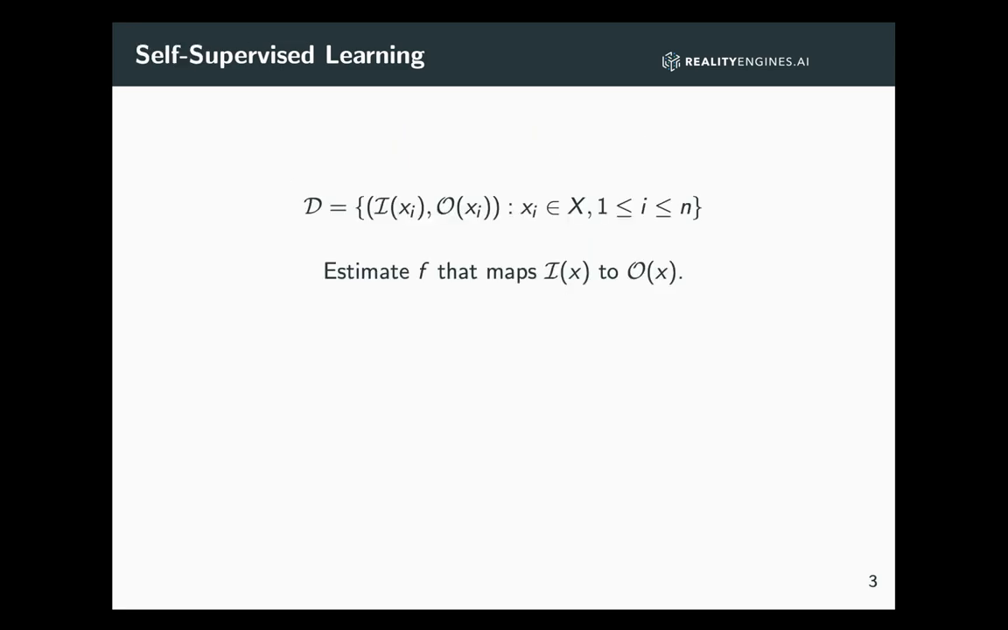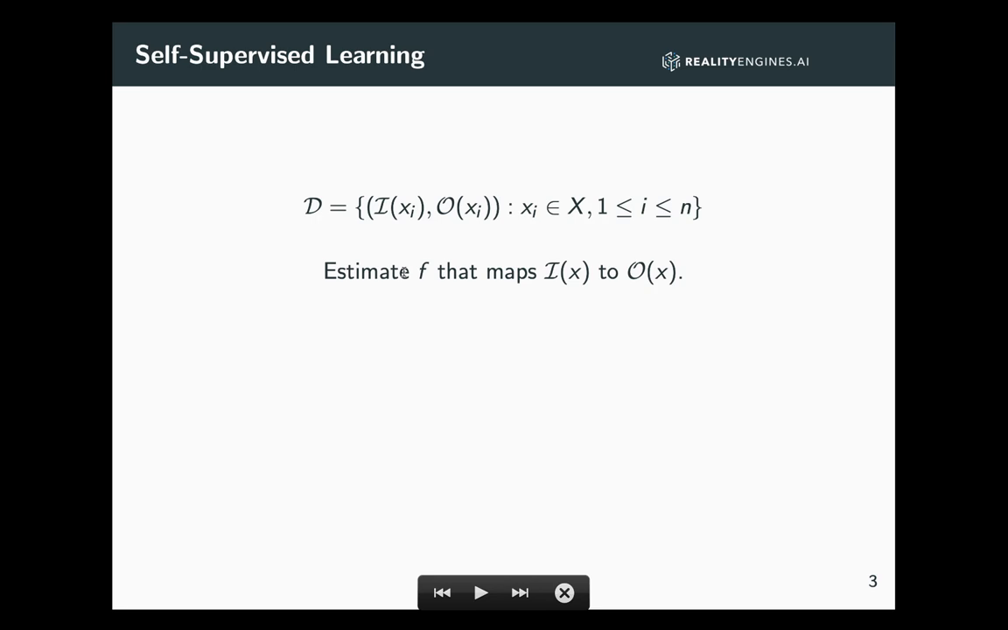All right, moving on to the centerpiece of this talk. Let's try to concretely define what self-supervised learning is first. So you basically have an underlying set of data, these X_i's, they live in a space X, and the input-output pairs basically have some kind of function that maps that X to a new value. And your goal now is to find an f that maps I of X to O of X.